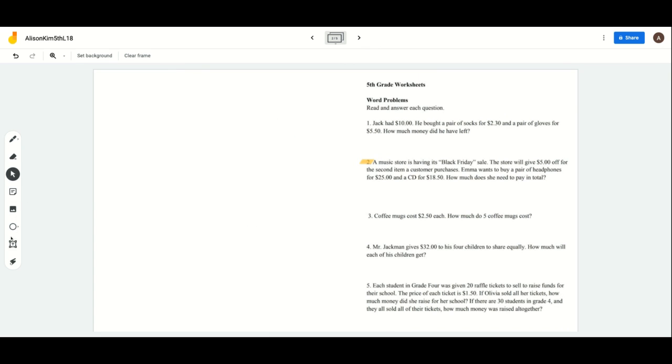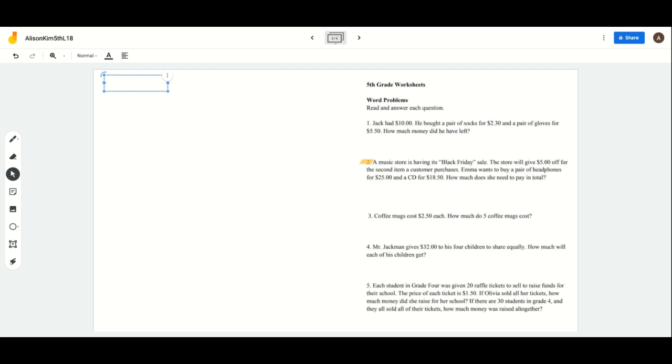Number 2 says, a music store is having its Black Friday sale. The store will give $5 off for the second item a customer purchases. Emma wants to buy a pair of headphones for $25 and a CD for $18.50. How much does she need to pay in total? So let's write down what we know.